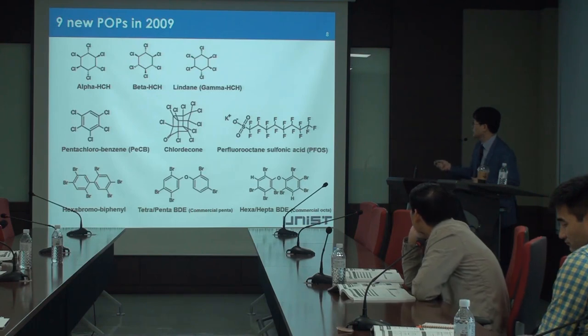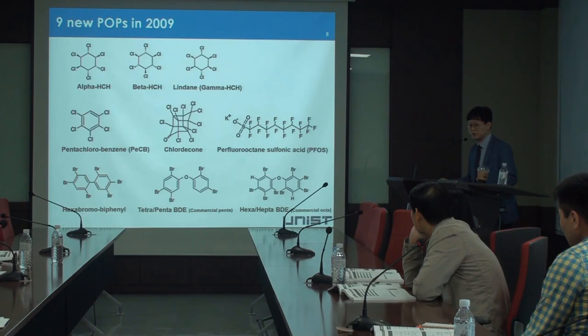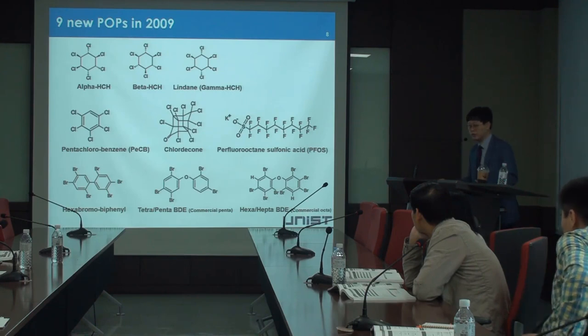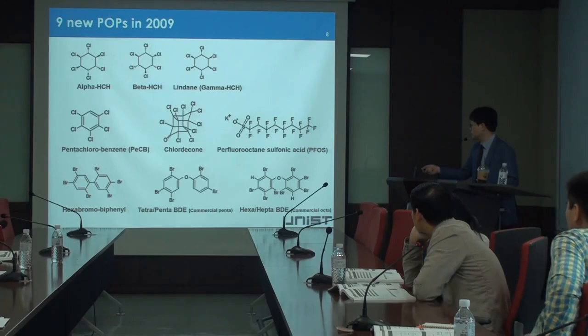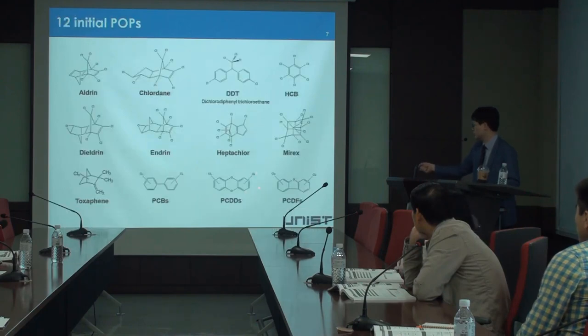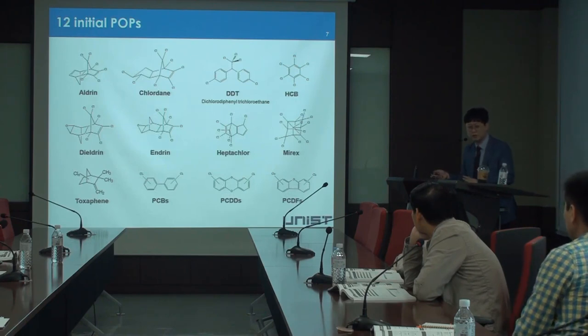Okay, here are the 9 new POPs in 2009. This one is a chemical pesticide, and these chemicals are produced for industrial purposes. You can see this chemical pesticide is also chlorinated, but this chemical is brominated or fluorinated. You can also see this chemical structure, the dioxin chemical structure, and the PCB chemical structure: two benzenes and oxygen and chlorine or bromine. Okay? This is a very basic structure for very stable and toxic properties.